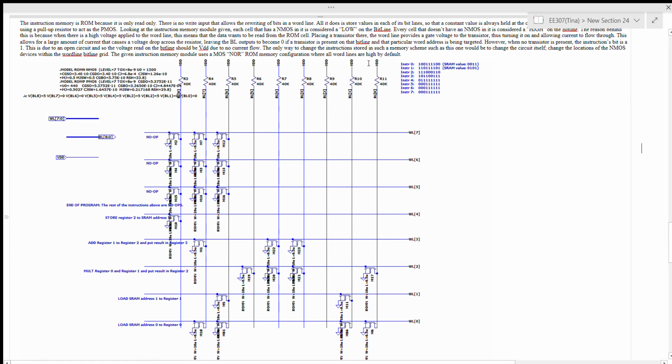And so the only way to change the instructions stored in such a memory scheme, such as this one, would be to change the circuit itself. So change the locations of the NMOS devices within the word line bit line grid. The given instruction memory module uses a MOS NOR ROM memory configuration where all word lines are high by default.